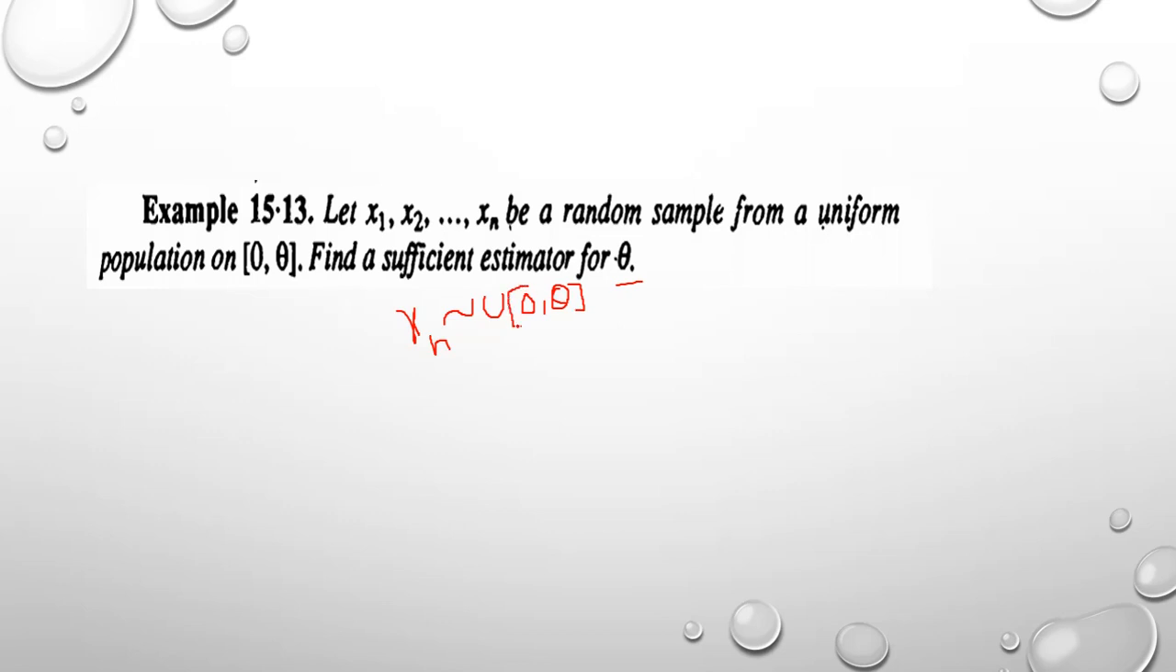Now we know what the PDF of the uniform distribution is: 1 upon b minus a. Here 1 by theta minus 0, which is theta. The limits are 0 less than xi less than theta, and 0 otherwise. This is the PDF of the uniform distribution.